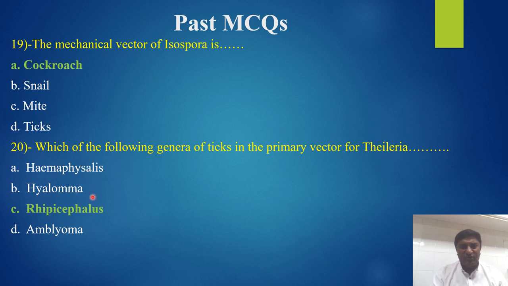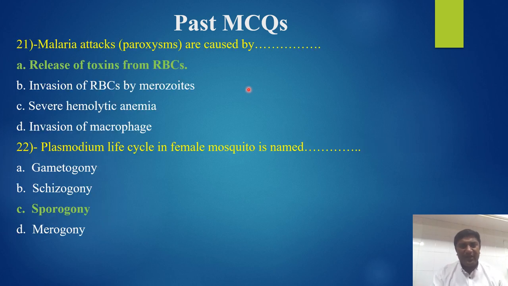Haemaphysalis, Hyalomma, Rhipicephalus, Amblyomma. So the Rhipicephalus is the best answer for this MCQ. Malaria attack paroxysms are caused by dash. Release of toxins from RBCs, invasion of RBCs by merozoites, severe hemolytic anemia, invasion of macrophages. So the best answer is release of toxins from RBCs.